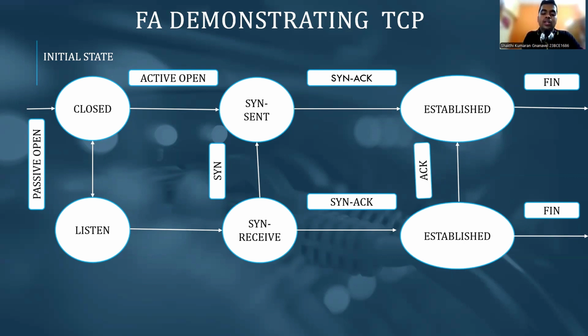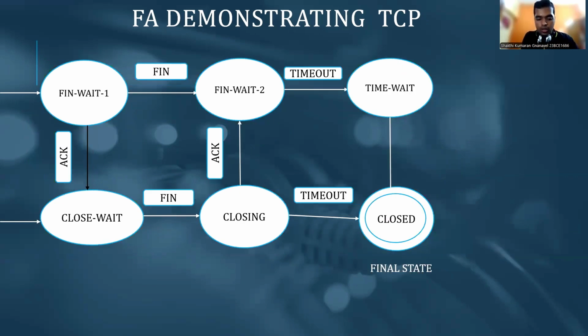Either side can initiate connection termination by sending a FIN packet. Now the four-way handshake process of connection termination starts. In FIN wait 1, the initiator receives an ACK for its FIN, moving to FIN wait 2. In FIN wait 2, the initiator receives a FIN from the other side and sends a final ACK, entering time wait to ensure the other side received it.